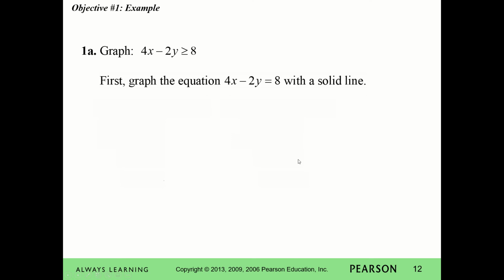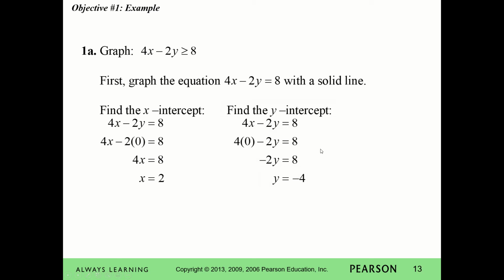Let's graph this one. We're going to replace our inequality symbol with an equal sign. Then we're going to graph it. And the way they chose to do it is by finding the y-intercept and the x-intercept. I'm fine with that, or I'm also fine just setting it as y equals mx plus b and solving from there. Any of those ways work.